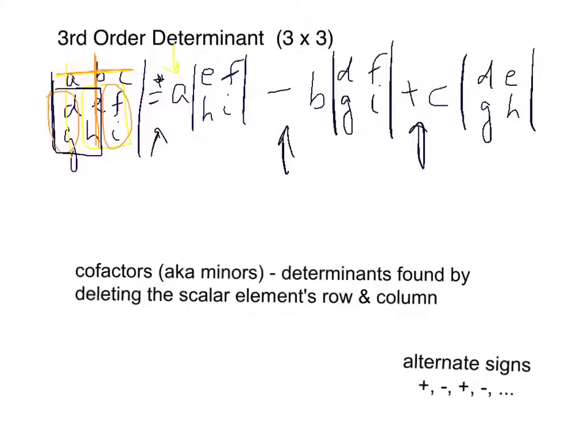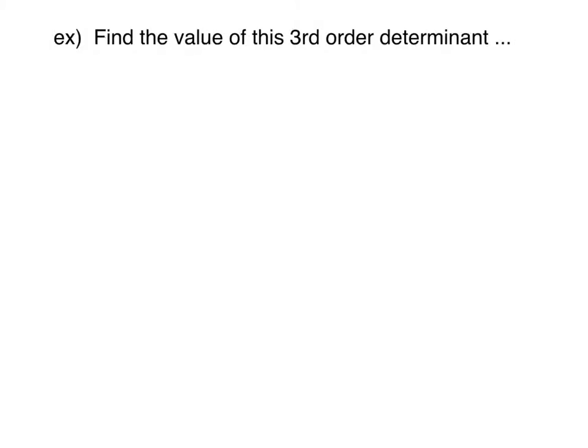Now let's do a problem. We are going to find the value of this third order determinant. I have a 2, 1, -3, 0, 8, 7, 4, 6, 5. Okay, well, let's first set it up the way we had it before.